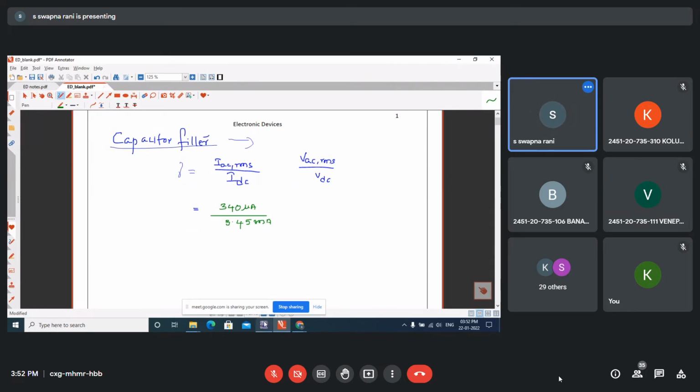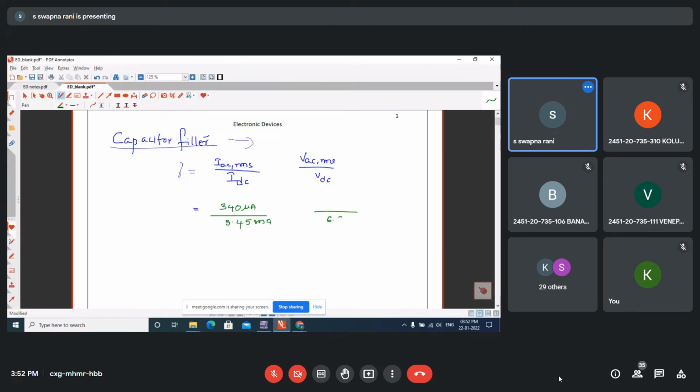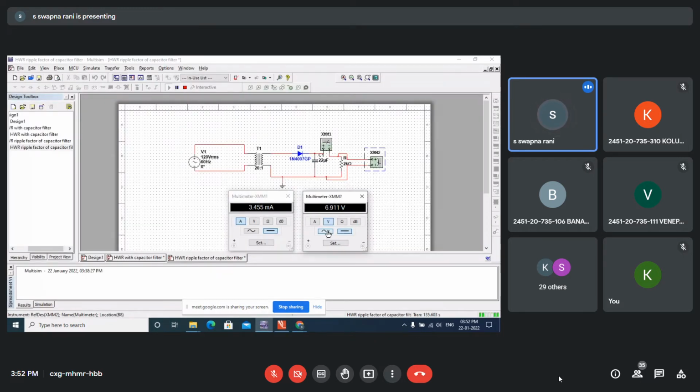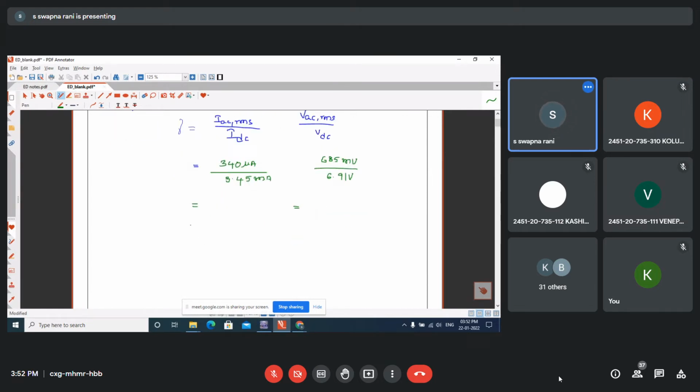Coming to this, VDC is 6.91 volts, and the AC RMS is 685 millivolts. So one of you please find out how much you are getting, and this value is the practical ripple factor.